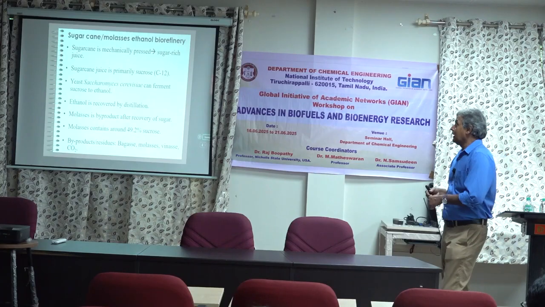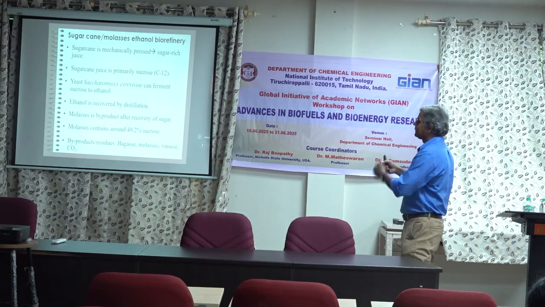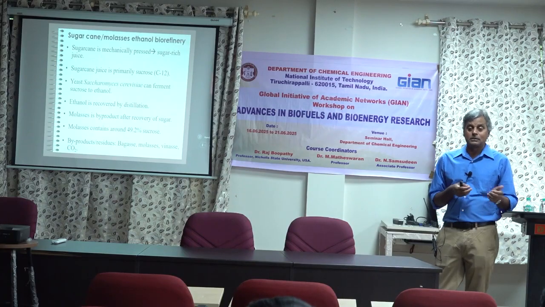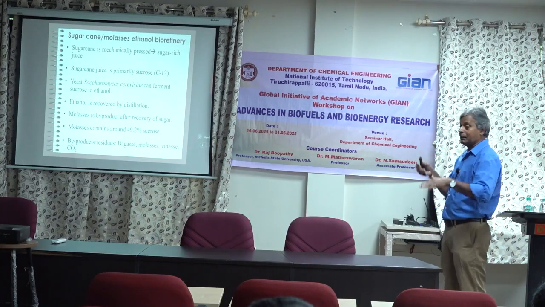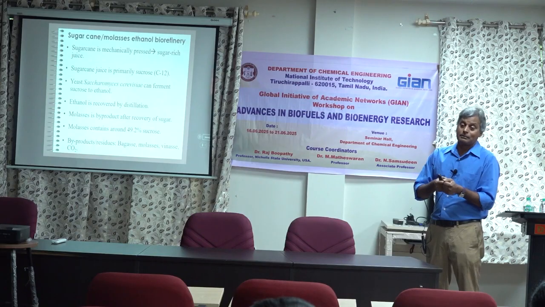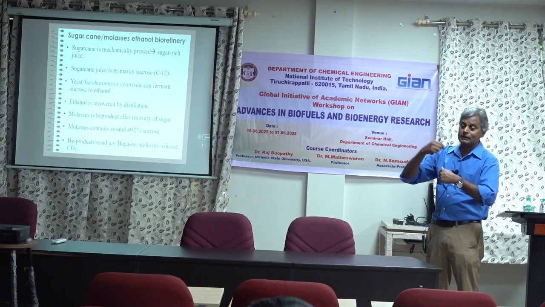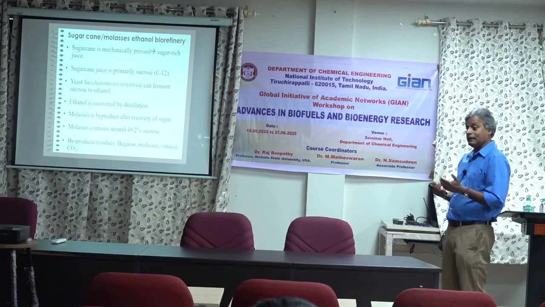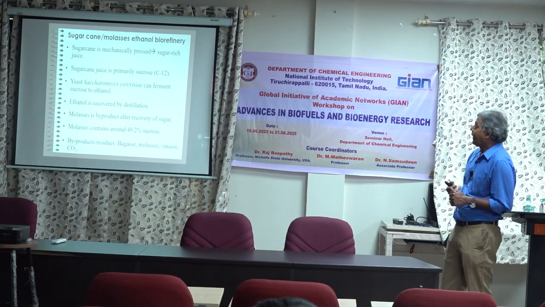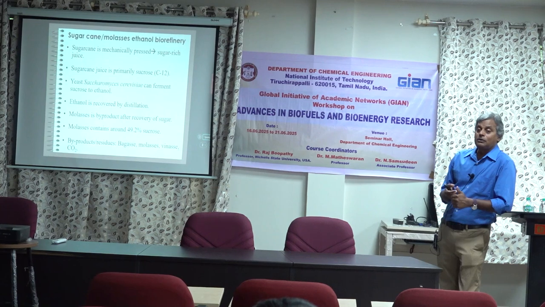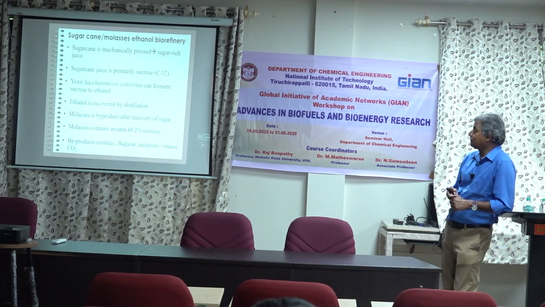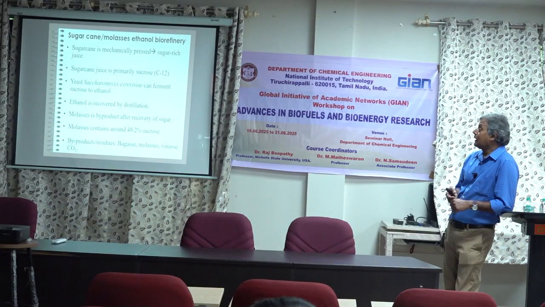So, the sugarcane molasses ethanol biorefinery. Let's talk about this concept. Sugarcane is mechanically pressed. Once it's harvested, it goes to the sugar factory, and they crush it and get the juice out, sugar-rich juice. The sugar in sugarcane is primarily C12, because it's sucrose. The yeast we use for fermentation is Saccharomyces cerevisiae. That's the yeast we use to ferment sucrose to ethanol. Ethanol is recovered by distillation.